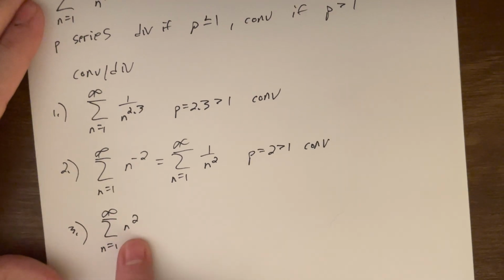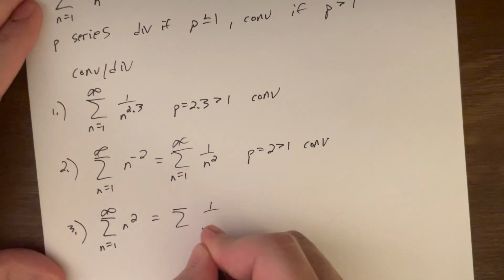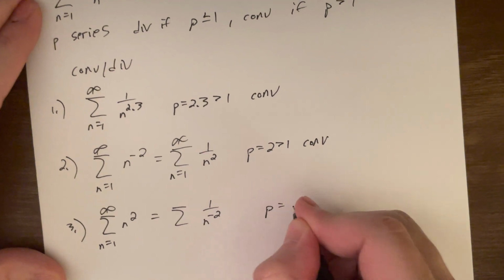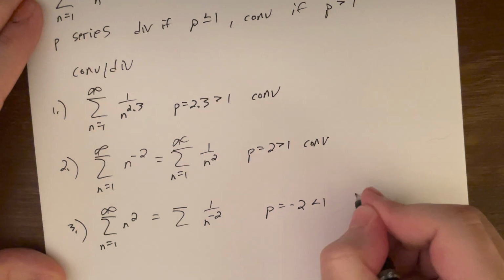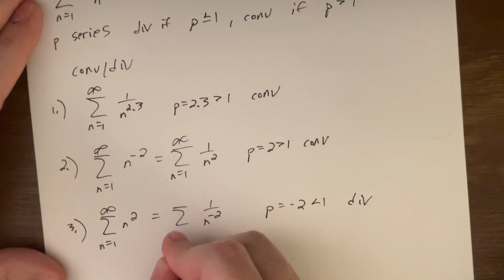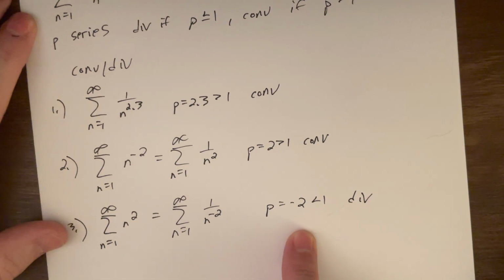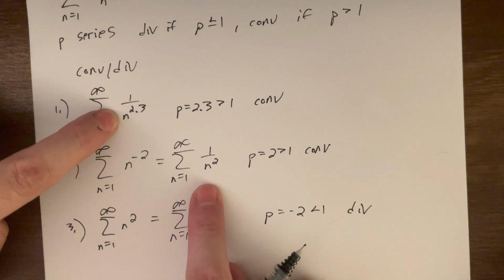If now you started with plain n squared, we can take that exact same approach. But now, again, we're not doing absolute value. So now p would equal -2, and that is less than 1. So that would diverge.